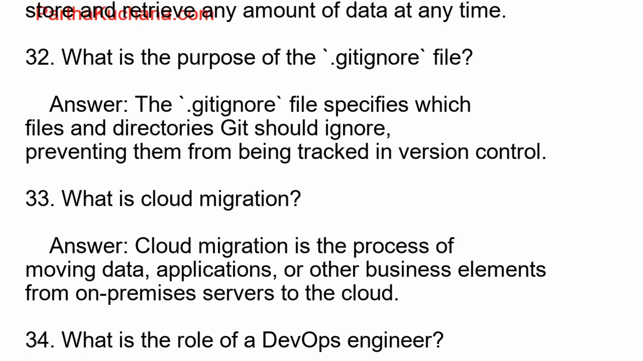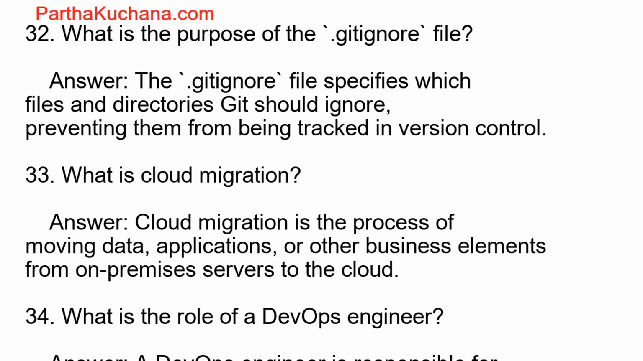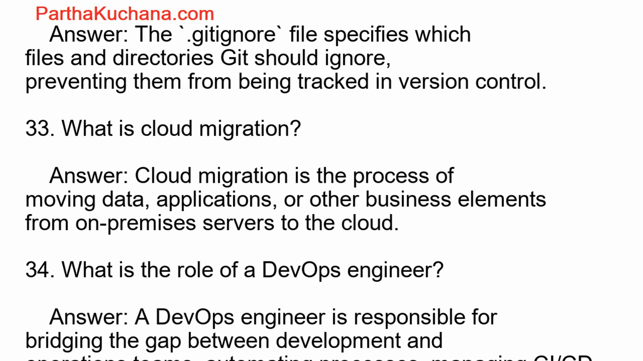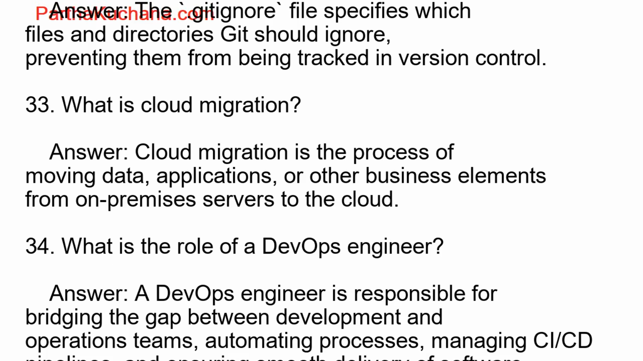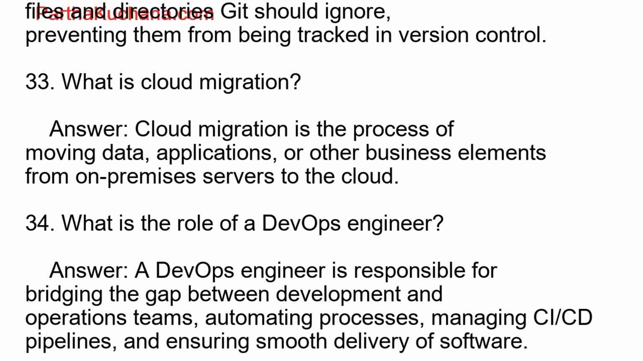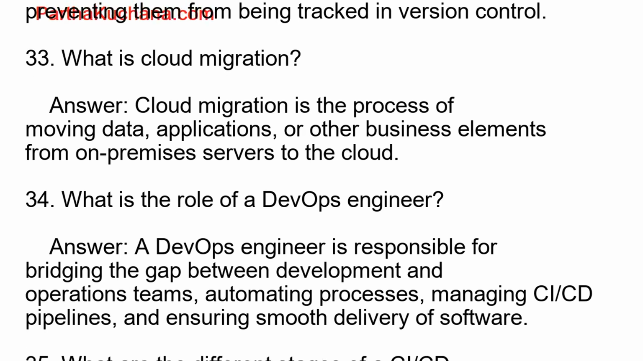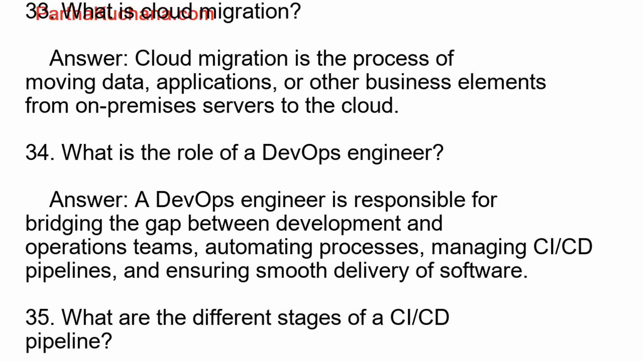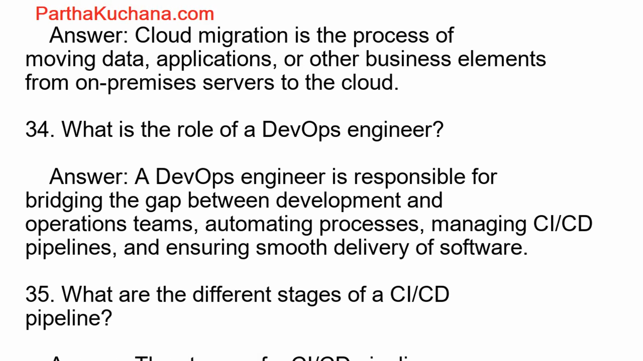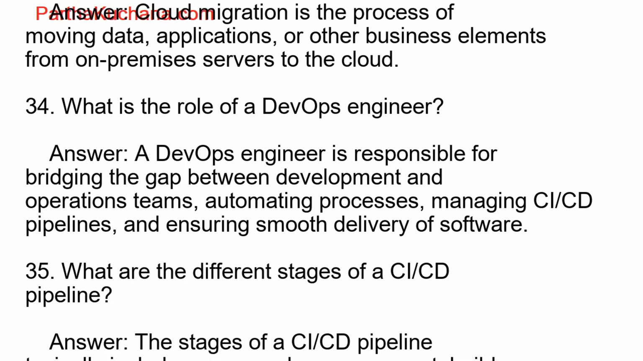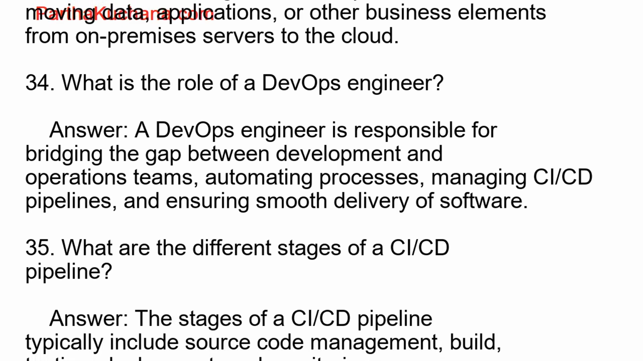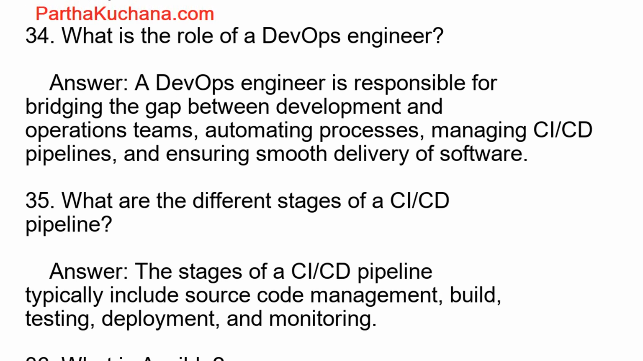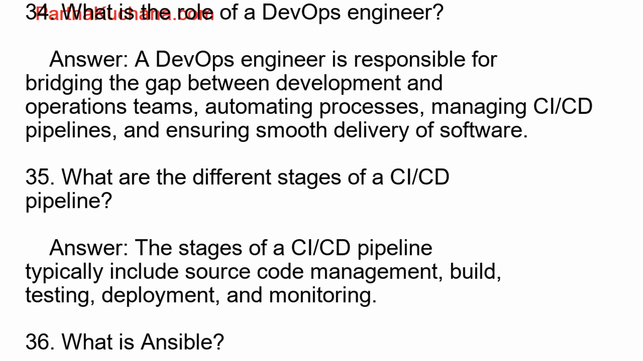34. What is the role of a DevOps engineer? Answer. A DevOps engineer is responsible for bridging the gap between development and operations teams, automating processes, managing CI/CD pipelines, and ensuring smooth delivery of software. 35. What are the different stages of a CI/CD pipeline? Answer. The stages of a CI/CD pipeline typically include source code management, build, testing, deployment, and monitoring.